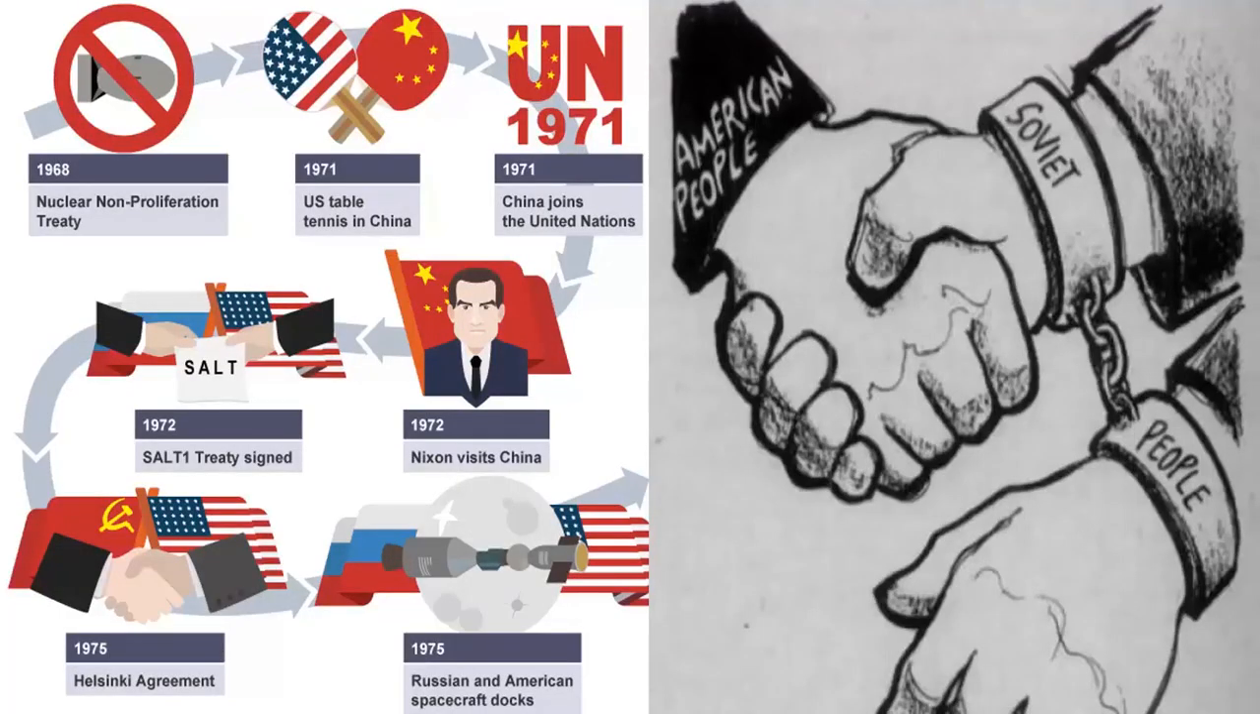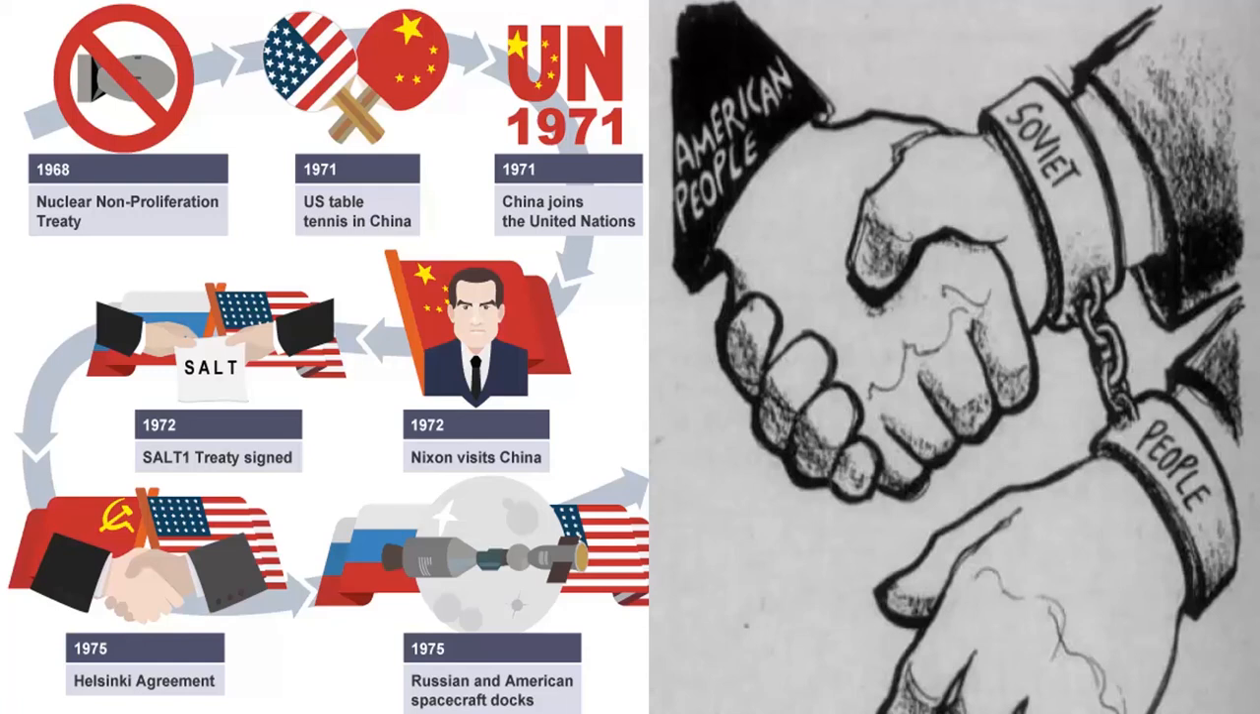So the first picture I will talk about is on the left, so you can see, let's say, the progress of the detente. So there's the nuclear non-proliferation treaty that I didn't mention. Then there's US table tennis in China. China joins the United Nations. Nixon visits China. SALT I Treaty signed. Helsinki Agreement and Russian and American spacecraft docks. So this is how it went chronologically, but for me it's important that you know what the detente is, examples of political, scientific, and sport detente, and so on. This can be a good help for you.